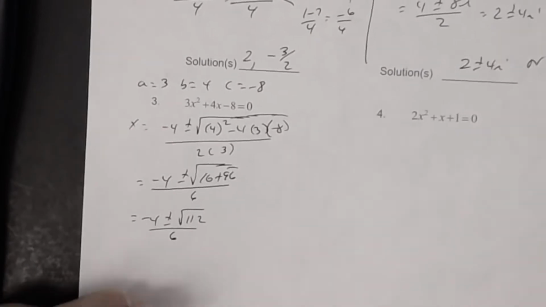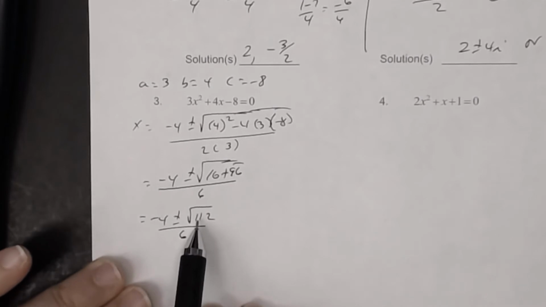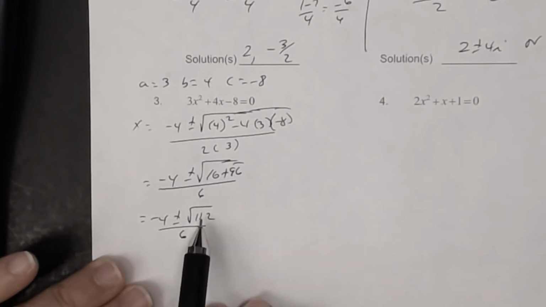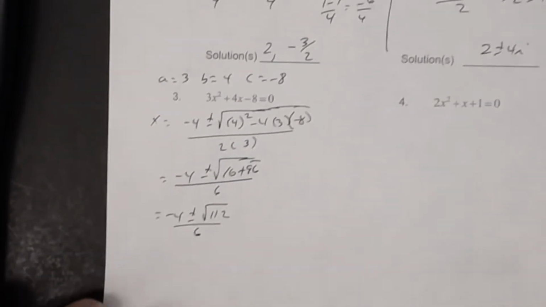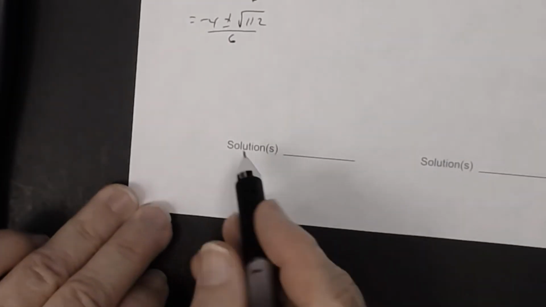Now remember the directions say simplify radicals, so you've got to go further. Now is 112 a perfect square? No. But can I simplify the square root of 112? I don't know. Let's see. Let's think about it. So the square root of 112, right? Let's go right here.